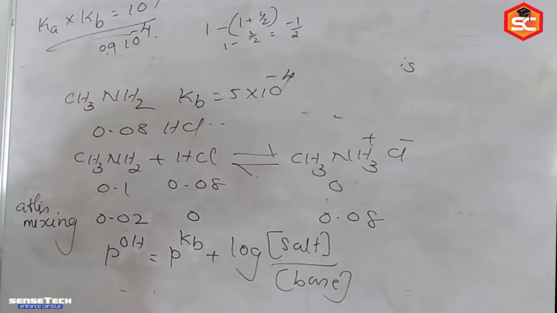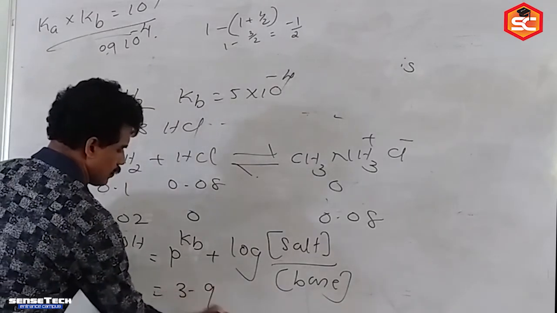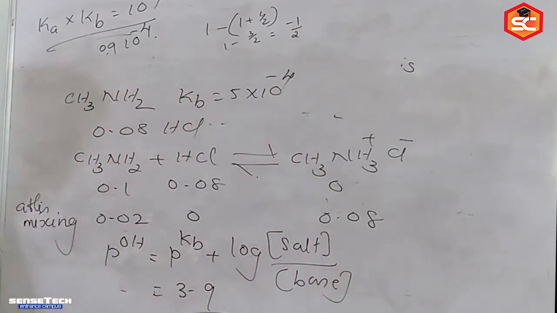So pKb is given in the question. What is the value of pKb? 3.30, plus log of the concentration of salt. What is the salt concentration? 0.08, by the remaining concentration of the base, 0.02. So 0.08 by 0.02 is log 4. The log 4 value is 0.6. So 3.30 plus 0.6 is 3.9. So the correct value you are getting is 3.9 pOH. Then what is pH? 14 minus pOH.